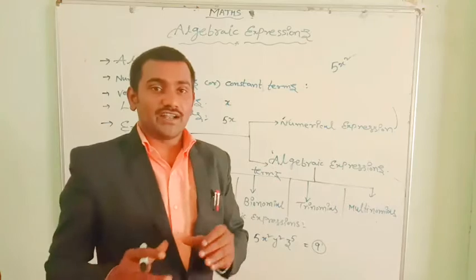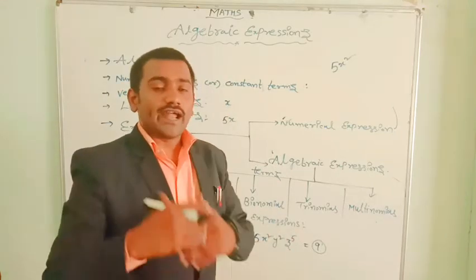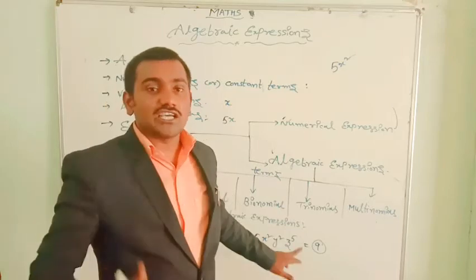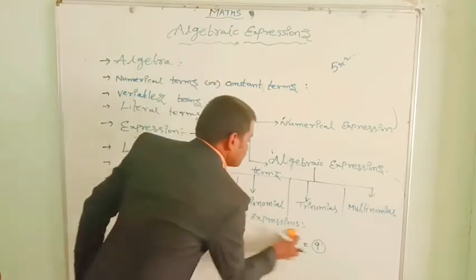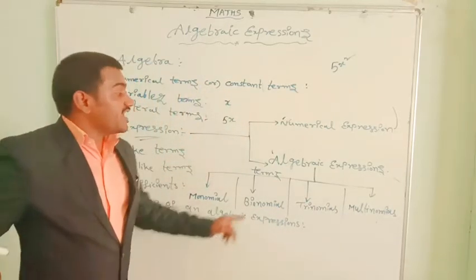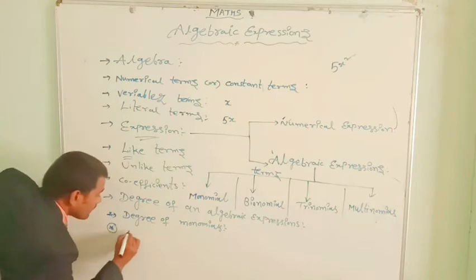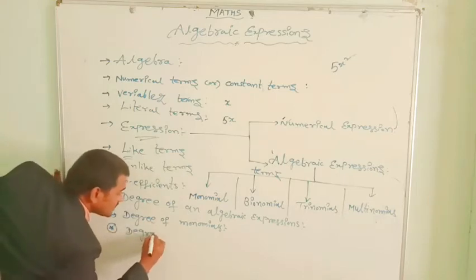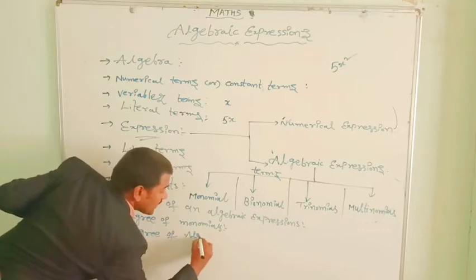I hope you understand. We need to add the exponents. That's it. The sum of the exponents of the variables is known as the degree of the monomial. Next, we learn the degree of algebraic expressions. If more than one term is contained, how do we write the degree?